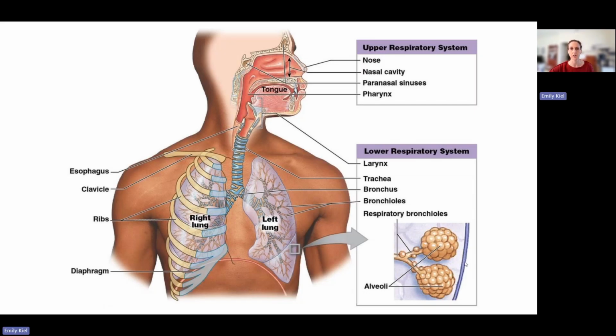So here we have a diagram of the respiratory system and its different divisions. The upper respiratory system includes the nose, the nasal cavity, the paranasal sinuses, and the pharynx. And then our lower respiratory system is going to include the larynx, the trachea, the bronchus, and the bronchioles.